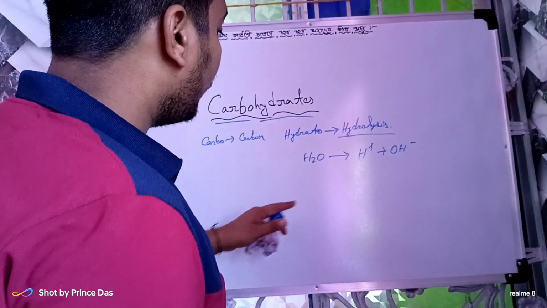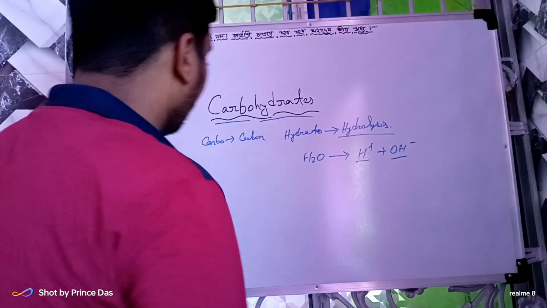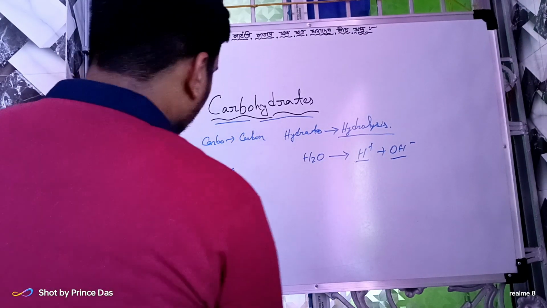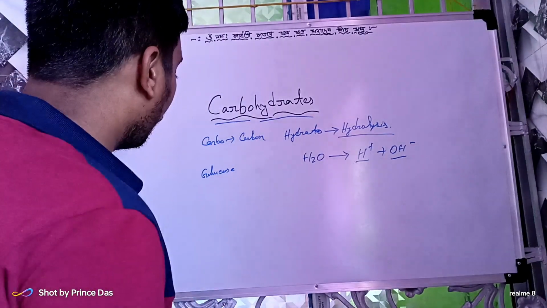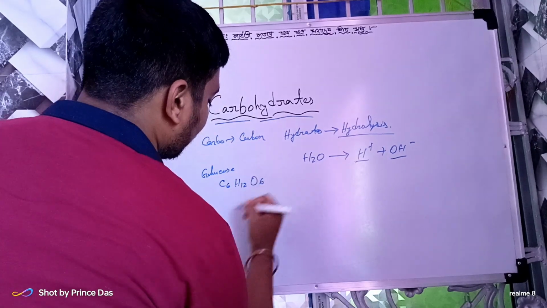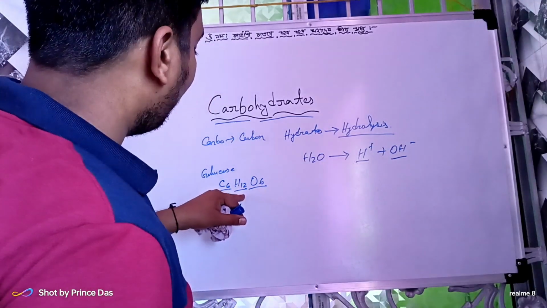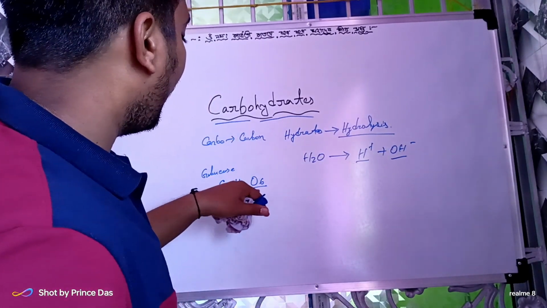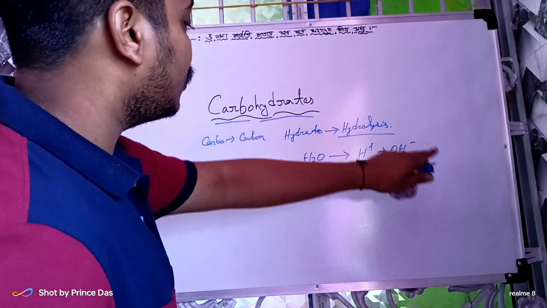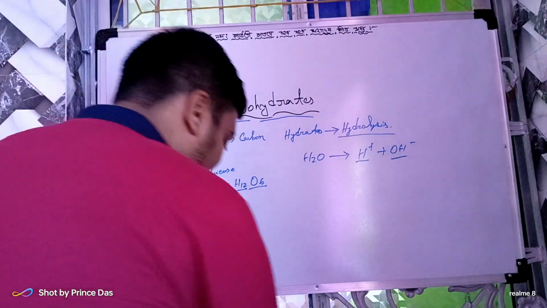We know that in carbohydrate we need the H plus ion and OH minus ion. If we see glucose, what is the empirical formula? C6H12O6, meaning 6 carbon, 12 hydrogen and 6 oxygen. For maintaining this formula you need 12 hydrogen and 6 oxygen. From hydrolysis we can get H plus and OH minus, and from this we get the 12H and 6O. How? Let's see.